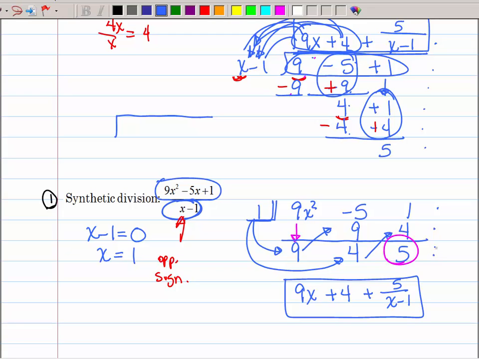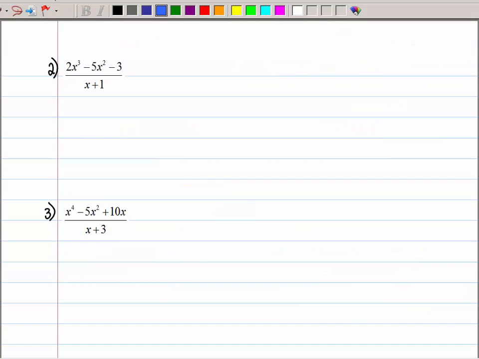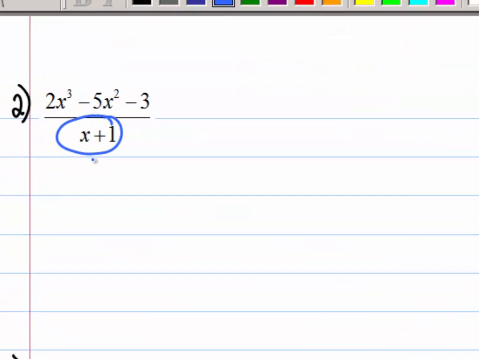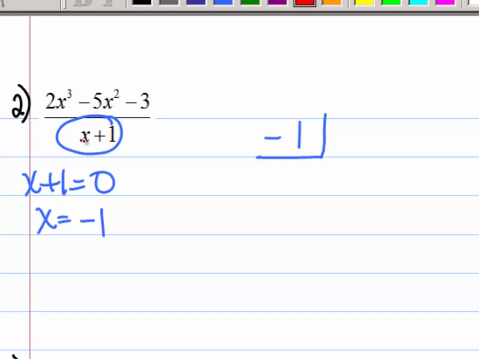As long as you can add and multiply, this is a very easy process. Let's look at these next examples. Here we have a plus 1. So in my little division, I need to take a negative 1. You can either think about that setting it equal to 0 and solving for x, or just know that you need the opposite. Then let's look at those numbers.